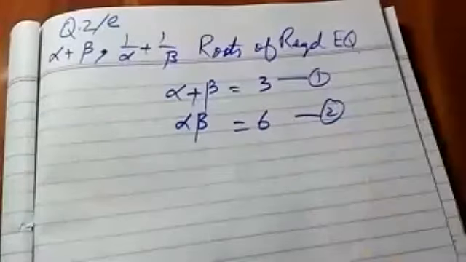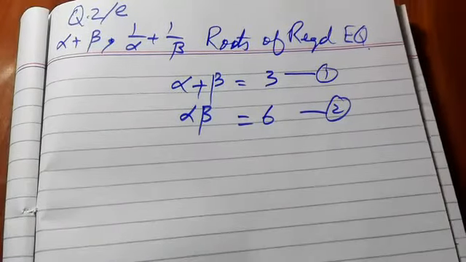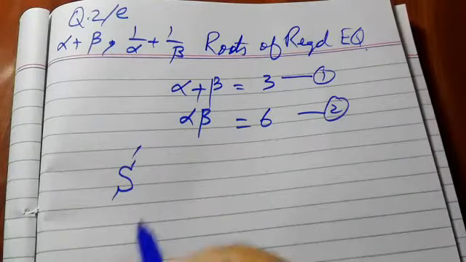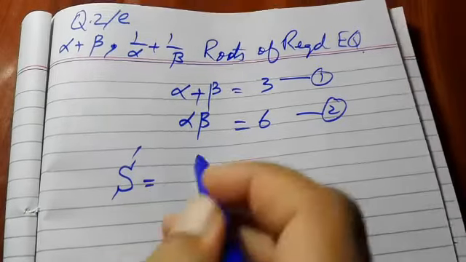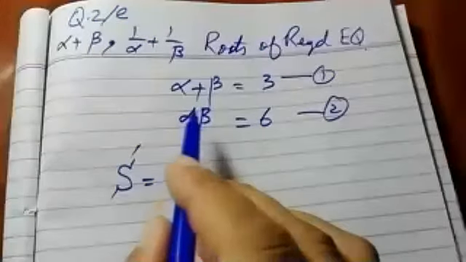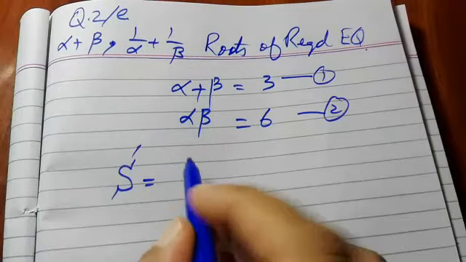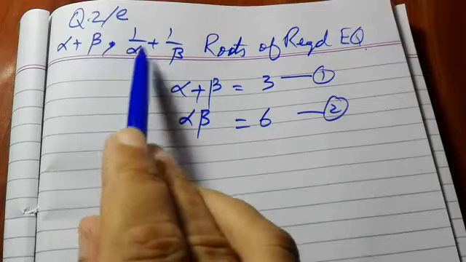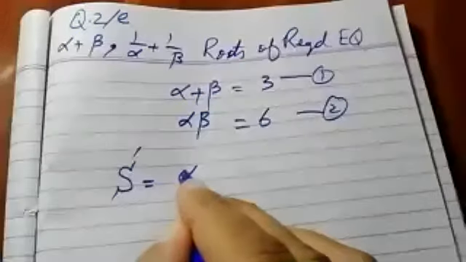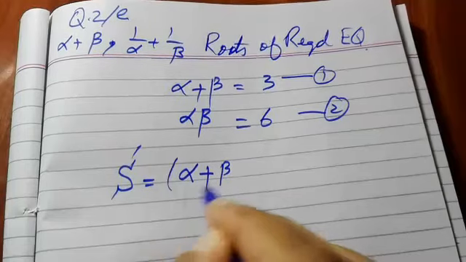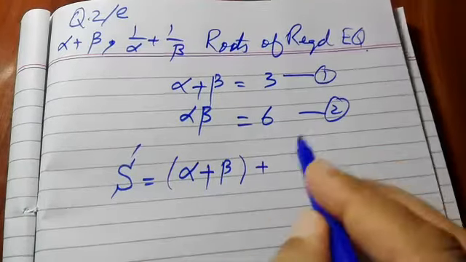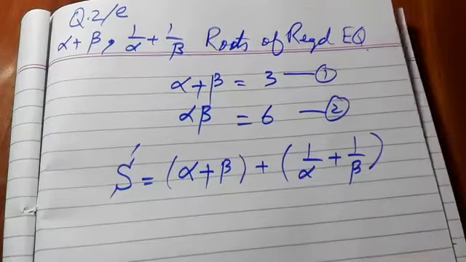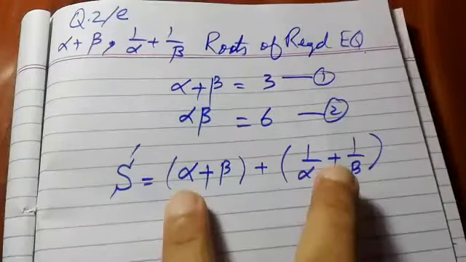Now the task is this, that we will find the sum of roots, that we are labeling as S dash to make it different from the sum of roots of the given equation. So sum of roots for this one, because alpha plus beta is the first root and 1 over alpha plus 1 over beta is the second root. So what we are going to do is add them together like this. We will show the addition of sum of roots like this. Fine. So these are the two roots, you will add them together.